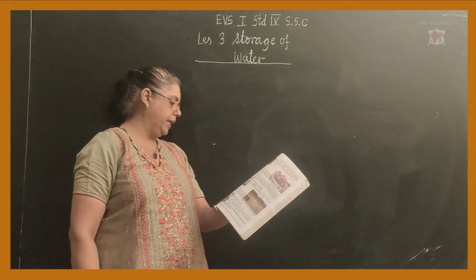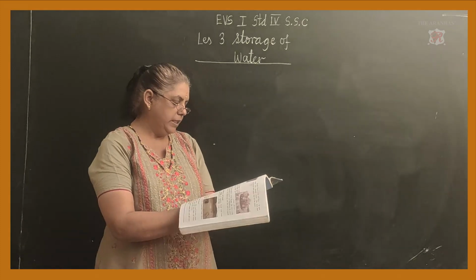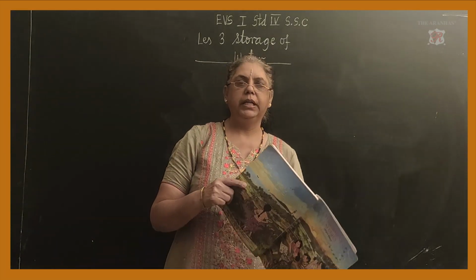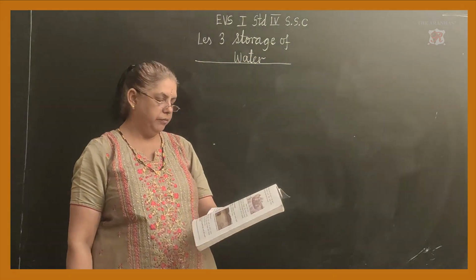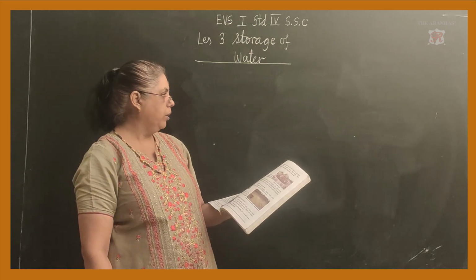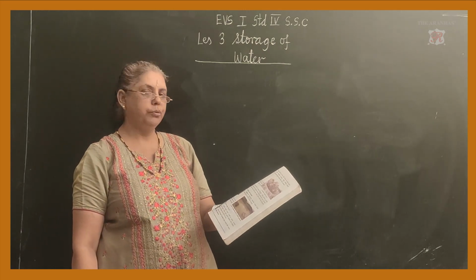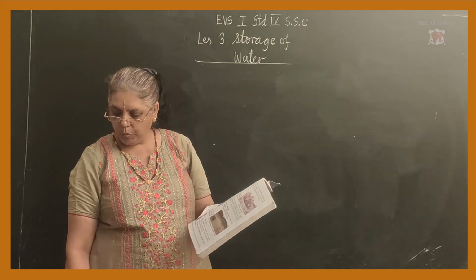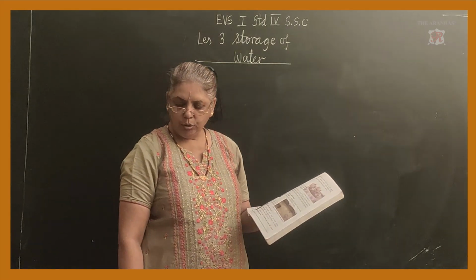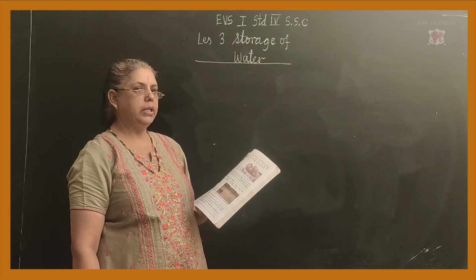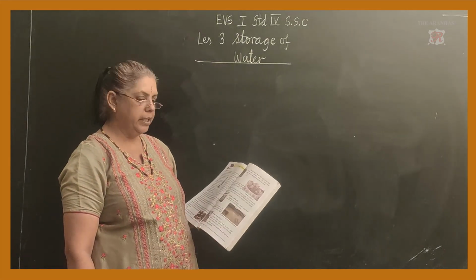Now, we come to the next part of the lesson. In the last lesson we have learned that all living things need water. We all need water to live. And early man also needed water for living. So what did they have to do? They had to store water so that they can use the water for the whole year round.